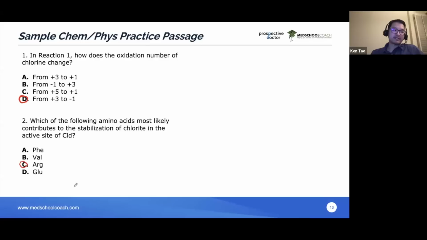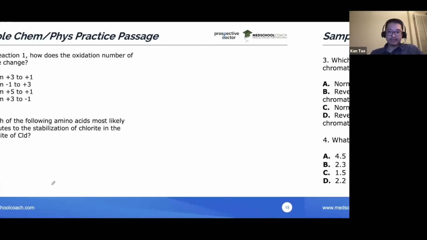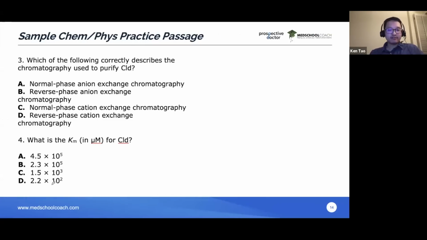That's correct. And of course, if you're looking at the other choices, phenylalanine and valine, both nonpolar, and D, glutamate or glutamic acid, acidic. Excellent. So moving on to question 3, which of the following correctly describes the chromatography used to purify chloride dismutase?